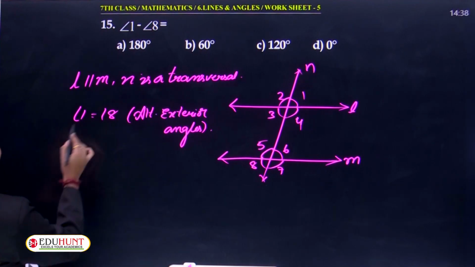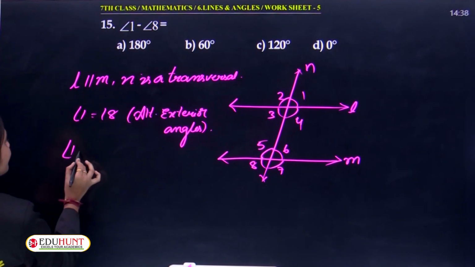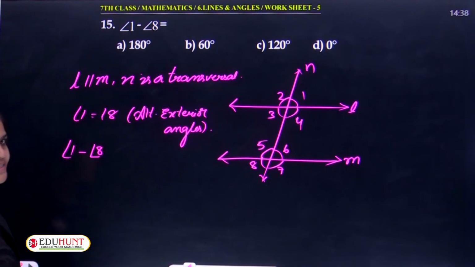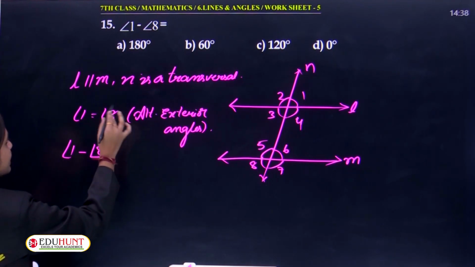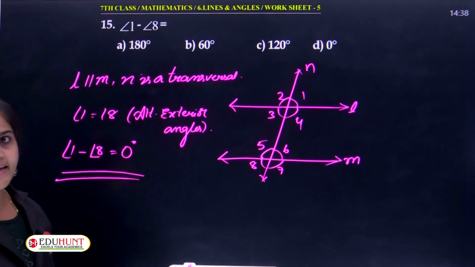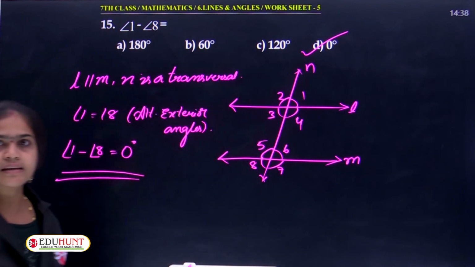Okay, ma? As per this condition, angle 1 minus angle 8 is equal to 0 only, no? 0 degrees. Then angle 1 minus angle 8 is equal to how much here? 0 degrees. Clear? Yes.